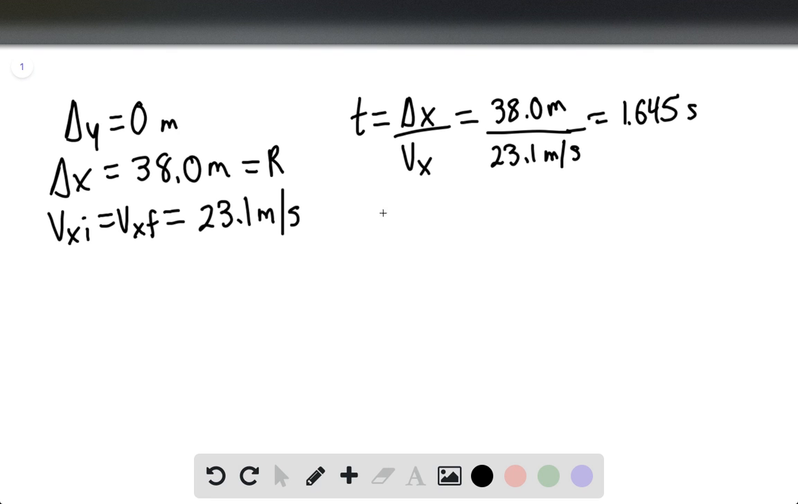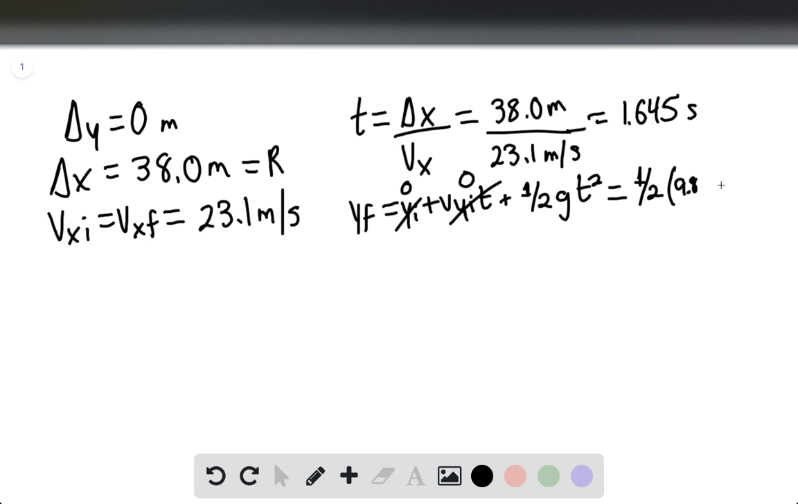Now, we need to find the drop. So y final equals y initial plus vy initial t plus 1 over 2 gt squared. We know that vy initial is 0. We know that y initial is 0. So we can simply say 1/2 of 9.8 times 1.645 squared. And y final will be equal to 13.3. So this is the drop.